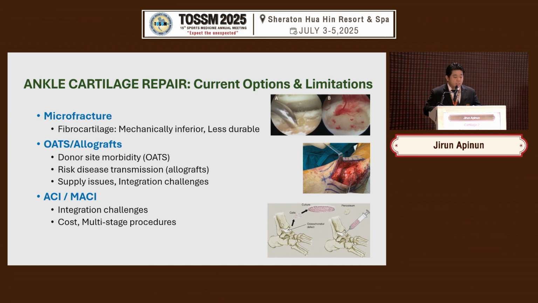And for the OATS, there will be donor site morbidity from harvesting the graft, and if we use allograft, the risk of disease transmission comes into concern. And also there are supply issues and the challenge of integration of the graft to the adjacent cartilage. And chondrocyte implantation, either with or without a scaffold, also has the challenge of integration and maturation, with high cost and the need for multi-stage operation.